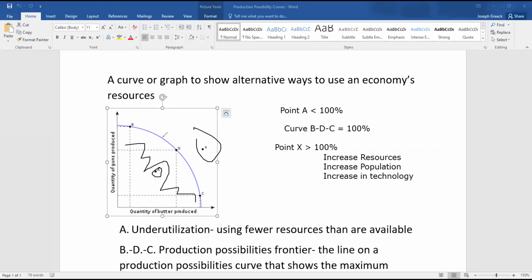Those are the only ways that you can get past this curve: an increase in resources, an increase in population, or an increase in technologies. Any questions there?